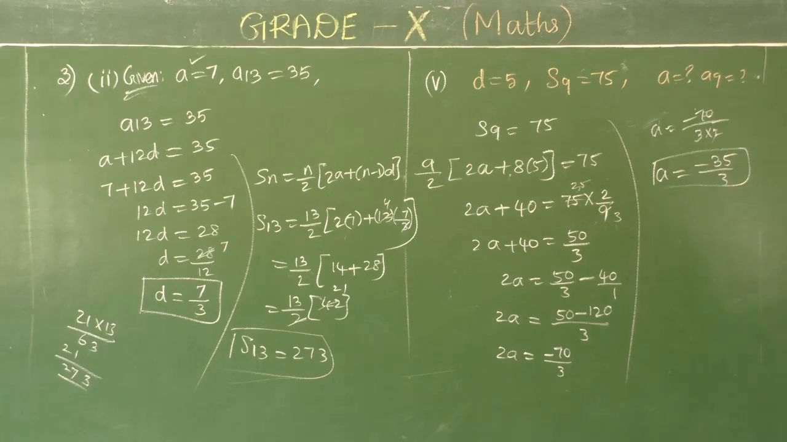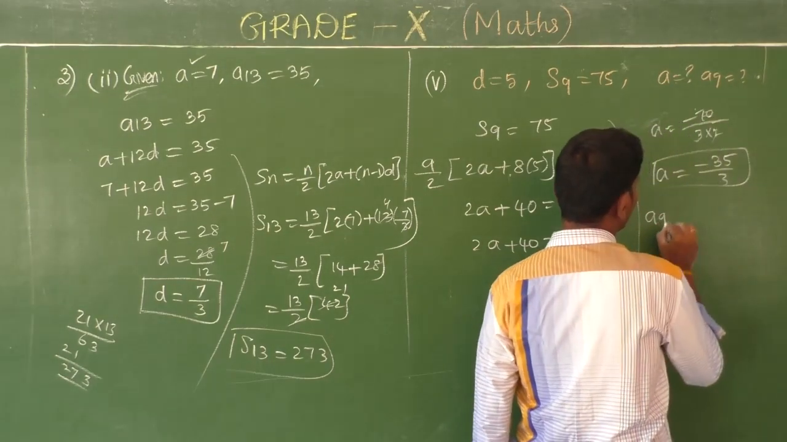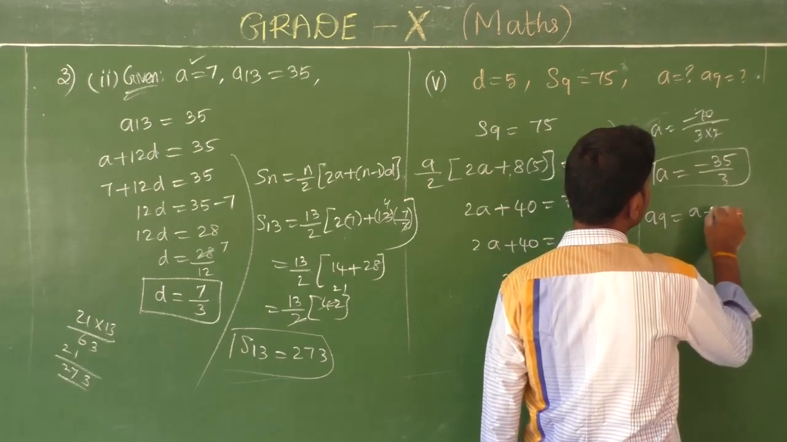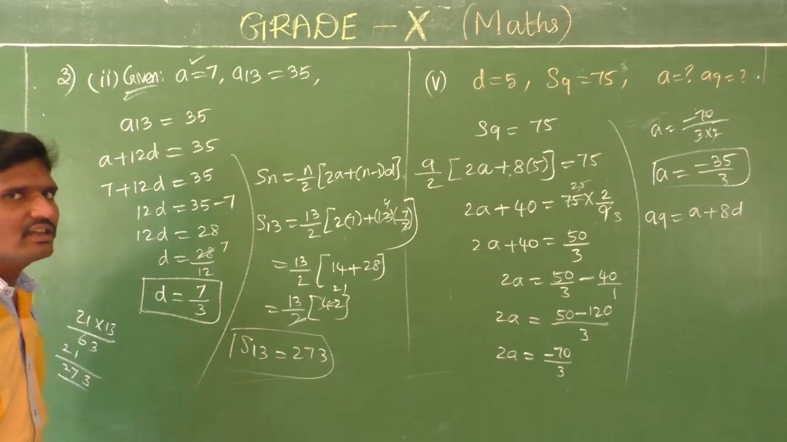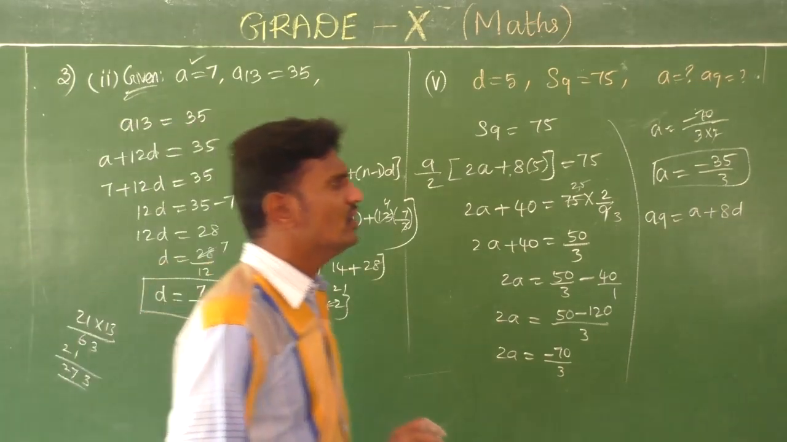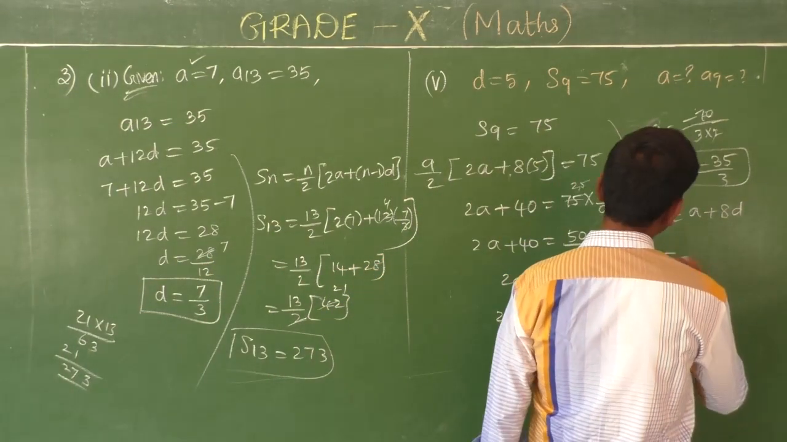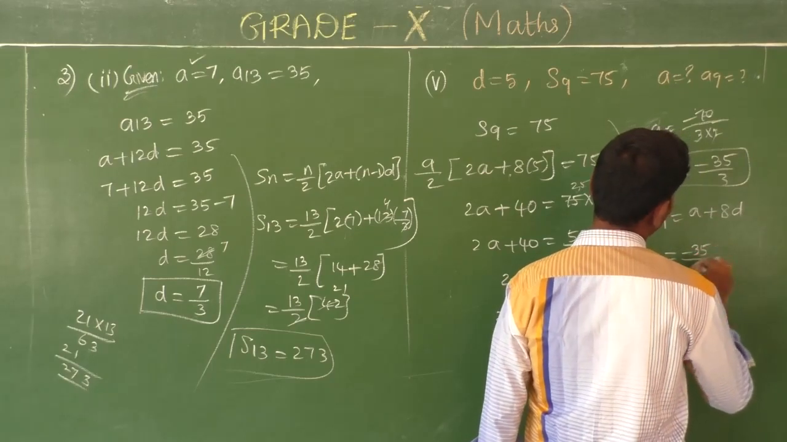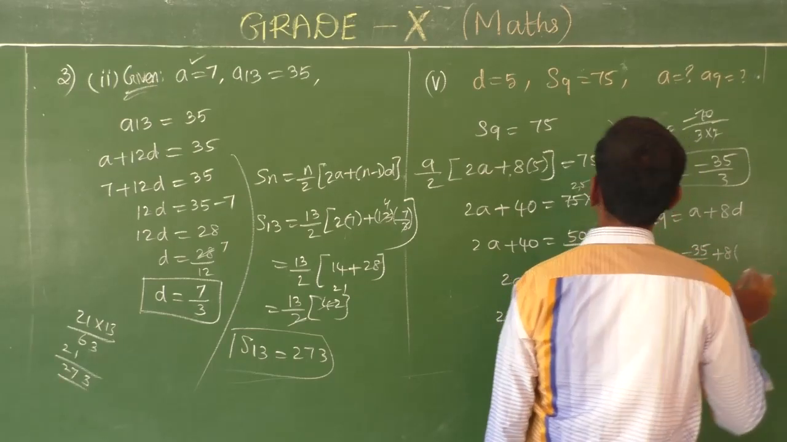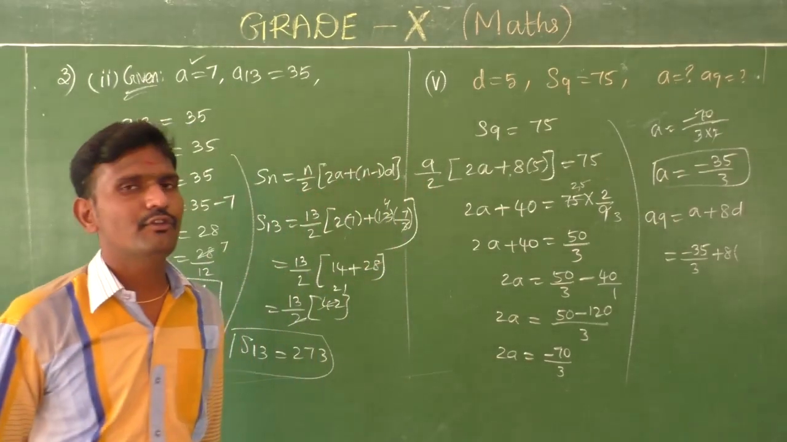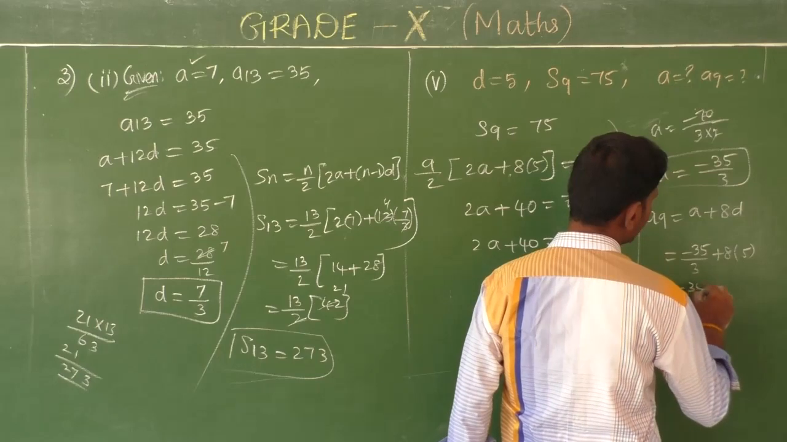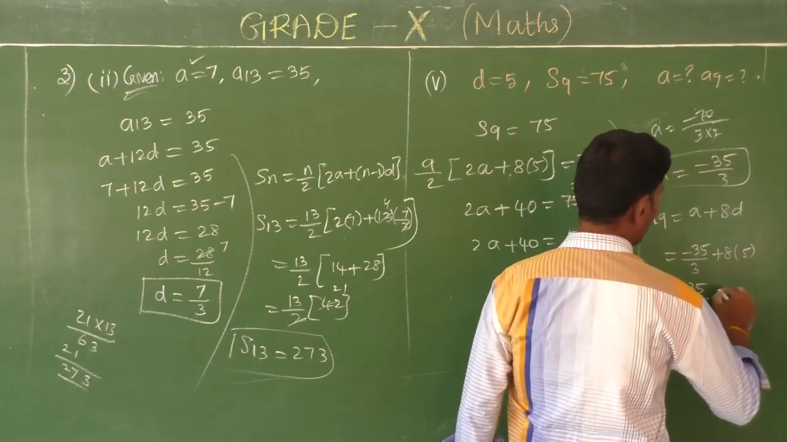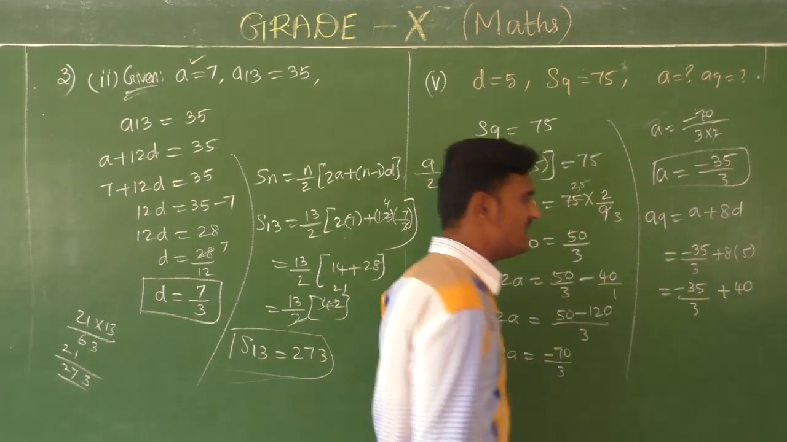And next what are you going to find? A9. Okay. So A9, which is equal to a plus 8d. 9th term. Okay, so what is the 9th term? a plus 8d. So you have the value of a as what? Minus 35 by 3 plus 8 into d. The value of d is 5. Okay, 5. So 8 5s are 40. So minus 35 by 3 plus 40.